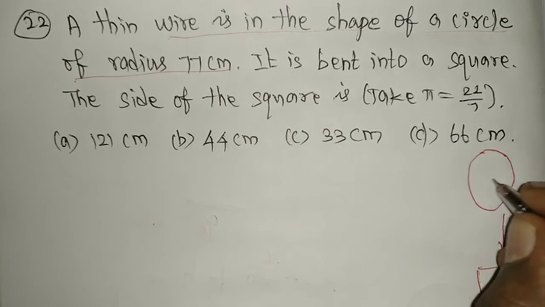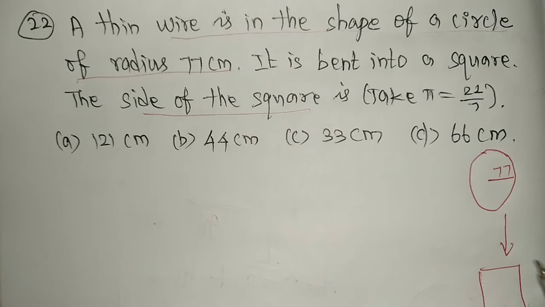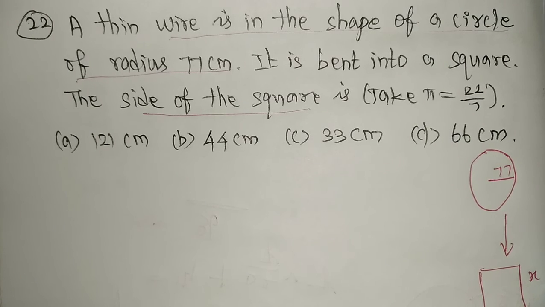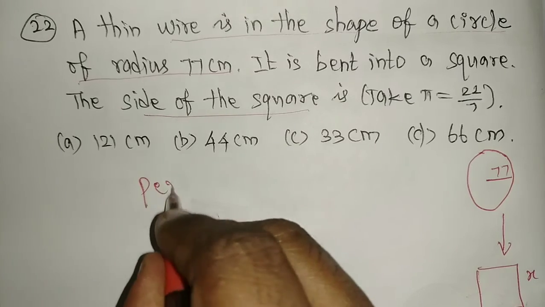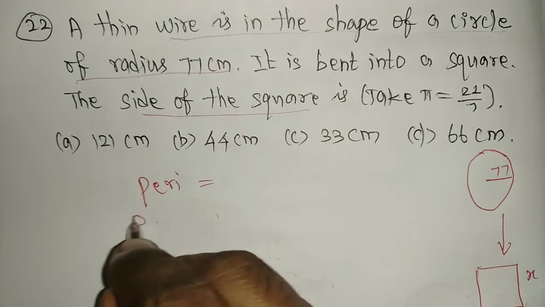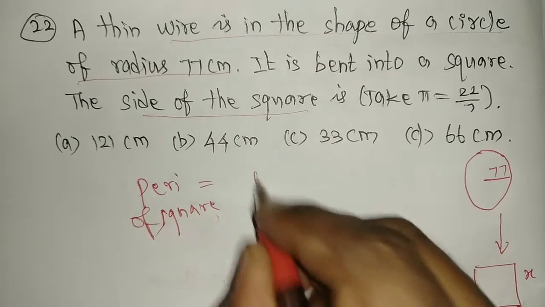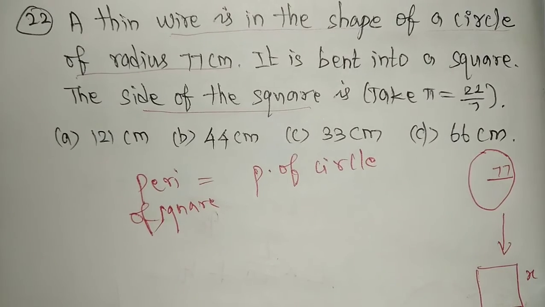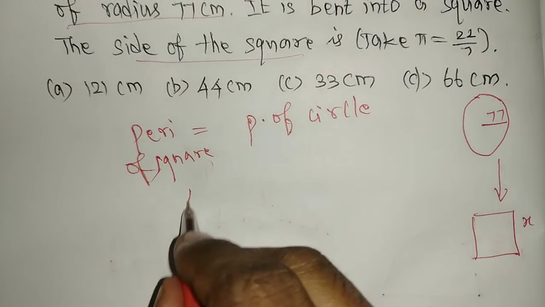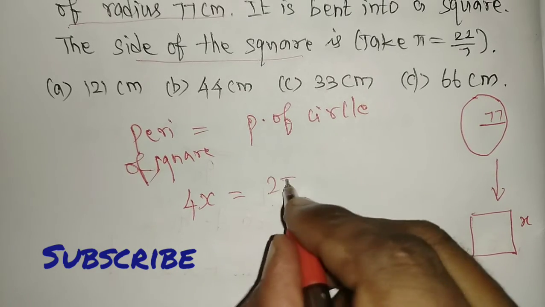So radius of the circle we have 77, and they asked the side of the square. What is the value of x? That is they are asking, right? We'll go for that. So perimeter of the square or circle, whatever, just write, which is equal to perimeter of a circle. Perimeter of circle, that is circumference. Both are equal, they said. So perimeter of square 4 into x, which is equal to perimeter of circle 2 pi r.